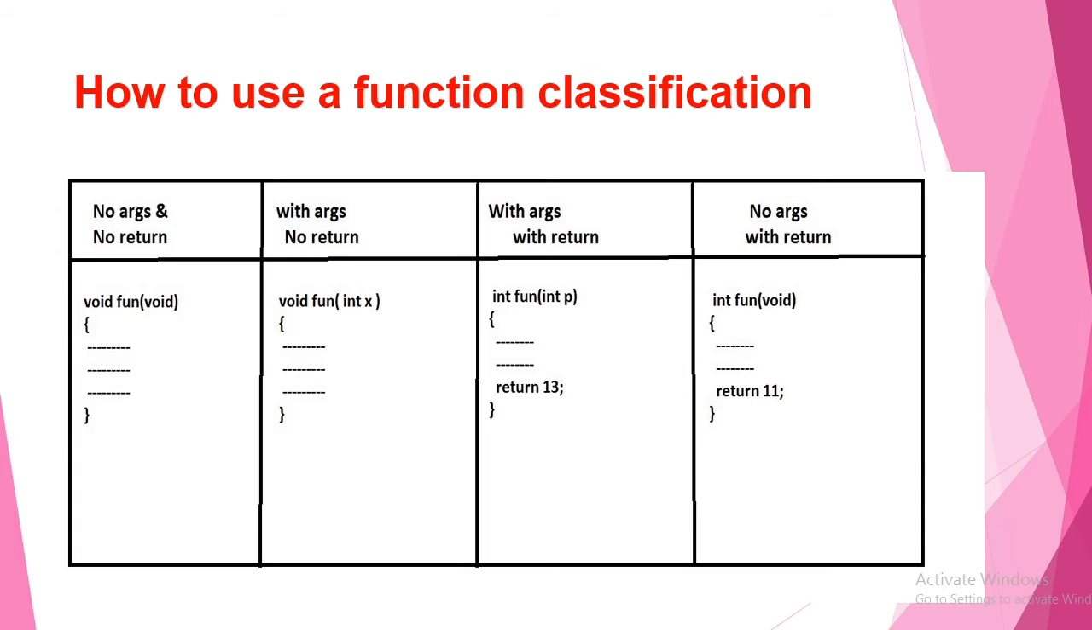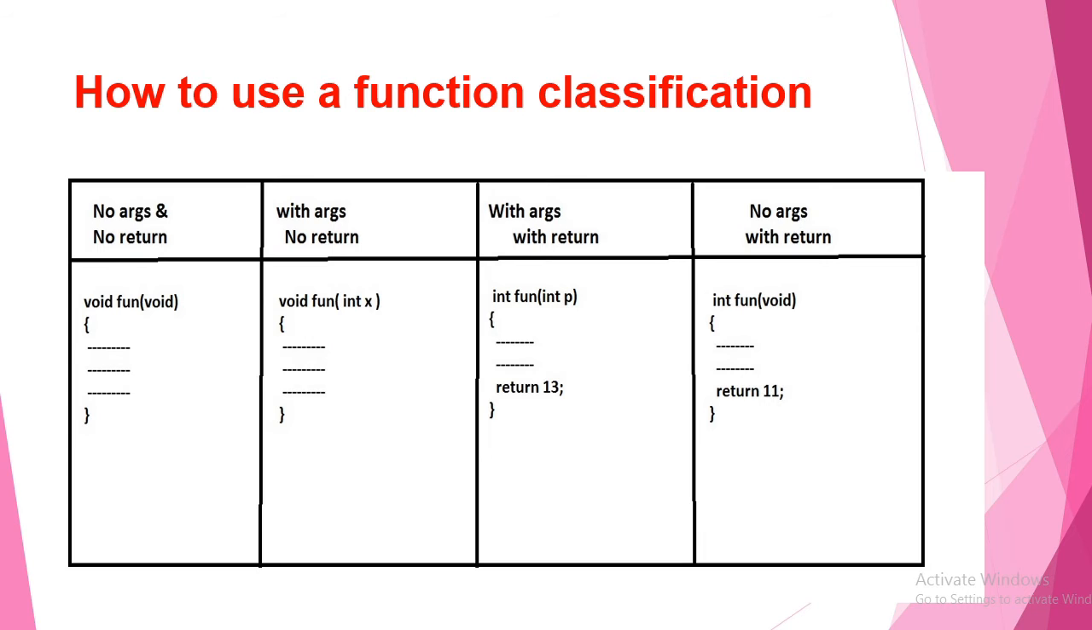But no arguments means we are not giving any inputs. Inputs means whatever is written in the brackets, there we are passing arguments. Now I don't want to give arguments, that's why in the C programming language we write void there. That is why in the function's brackets, void means null, means empty.